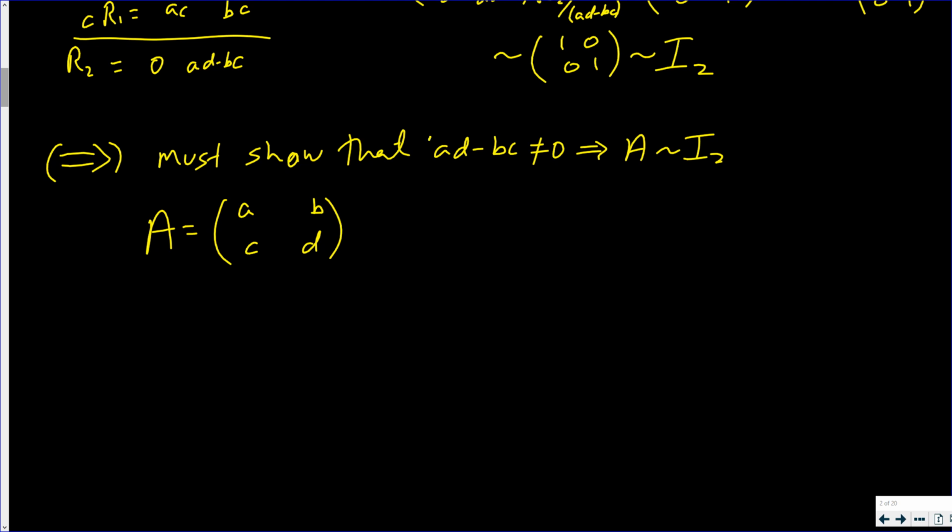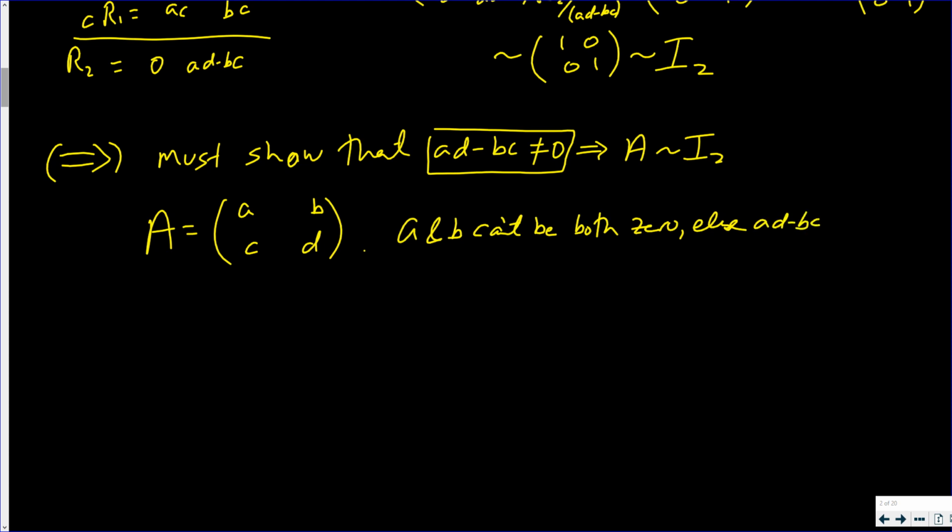Now, we also know this. A and B can't be both 0, else AD minus BC, which is 0 times D because A is 0, minus B times 0 because C is 0, which is equal to 0 minus 0, which is 0, and we're saying that it's not. Okay.